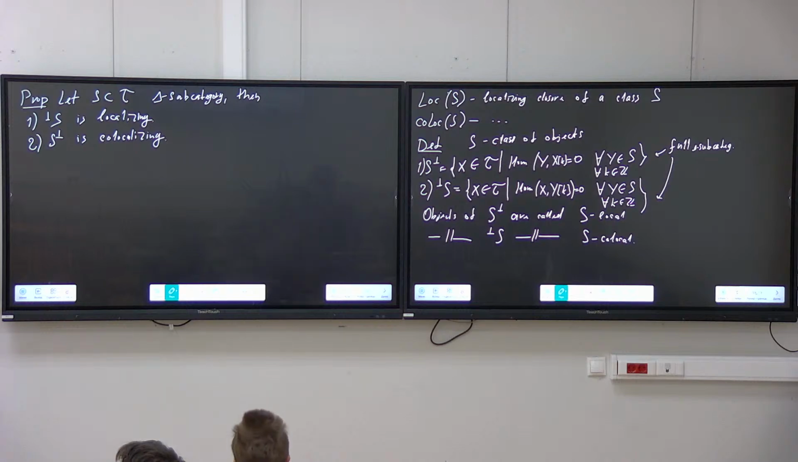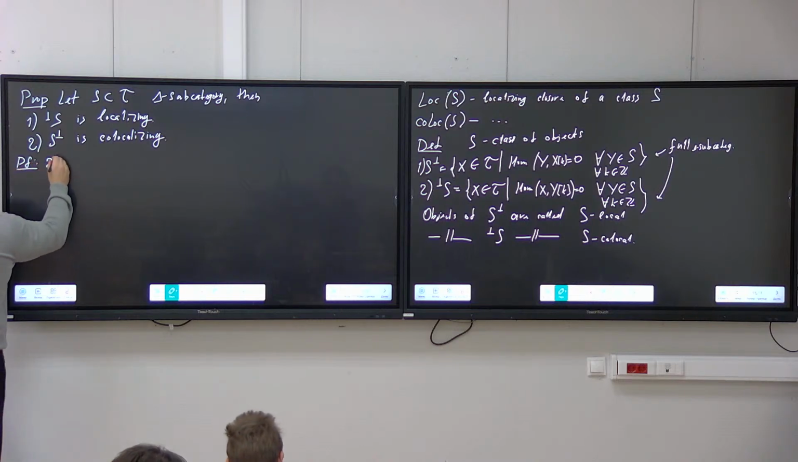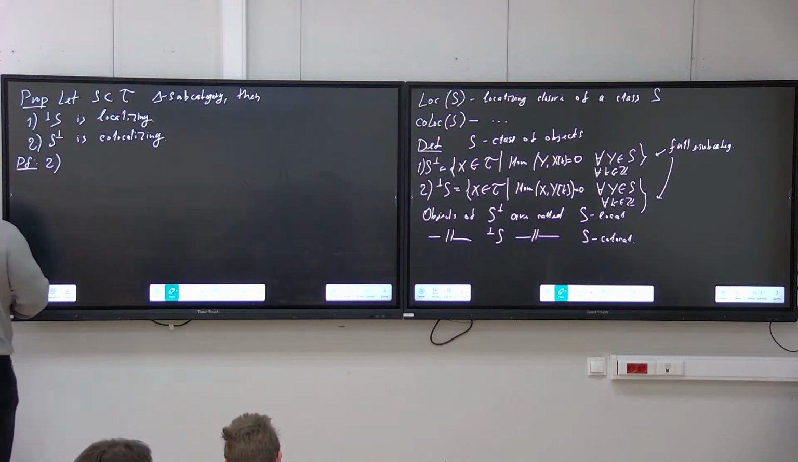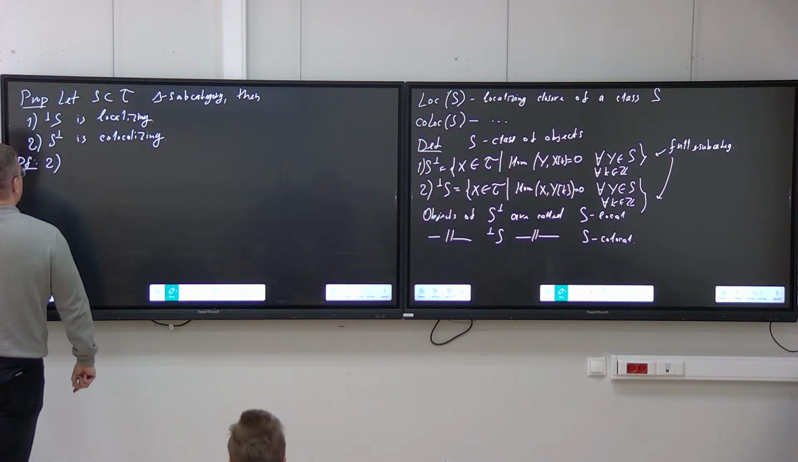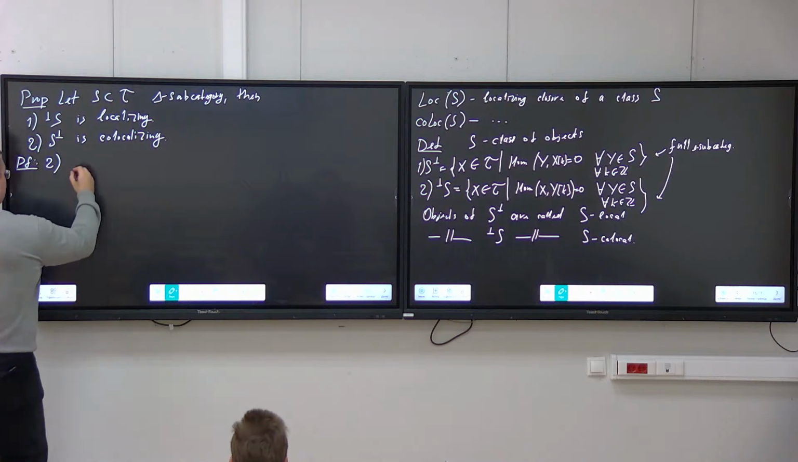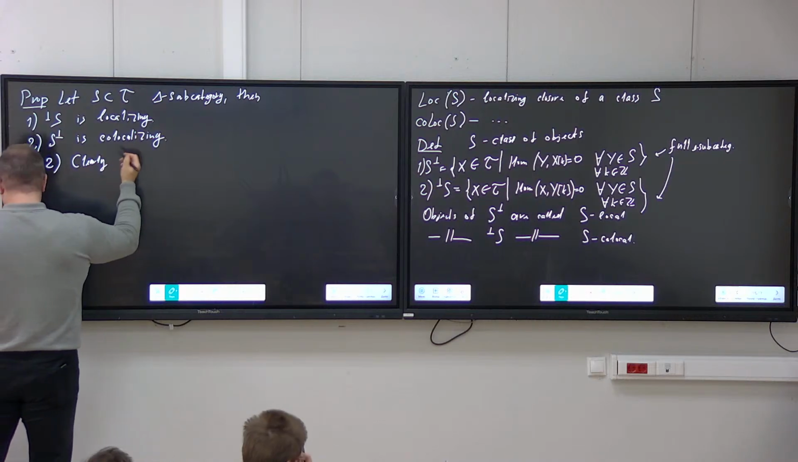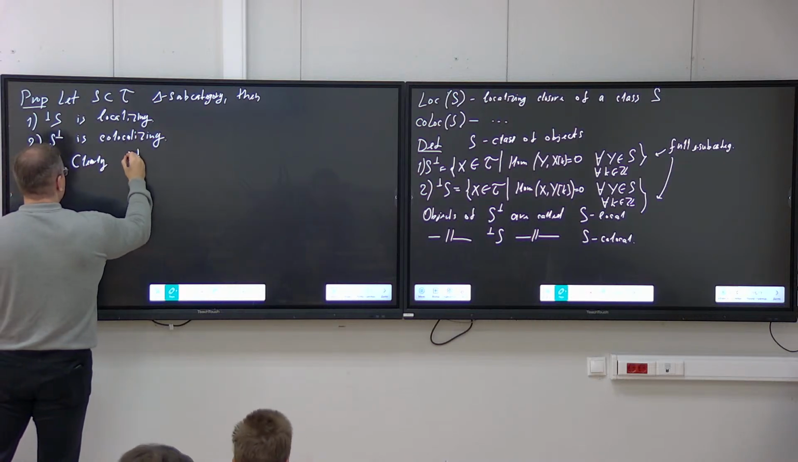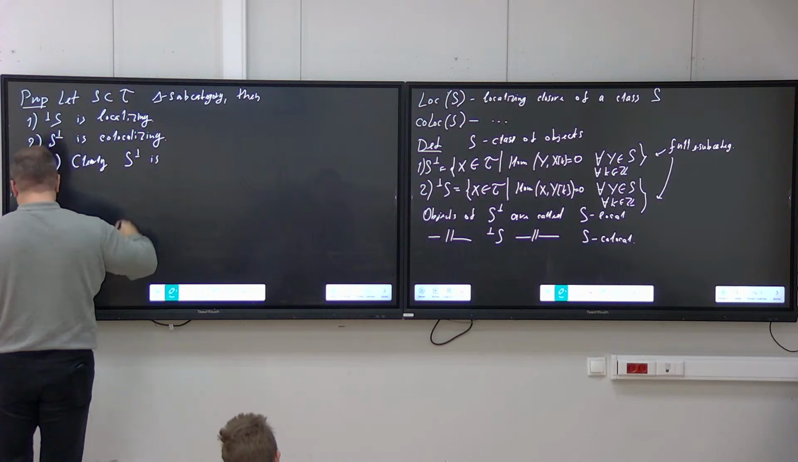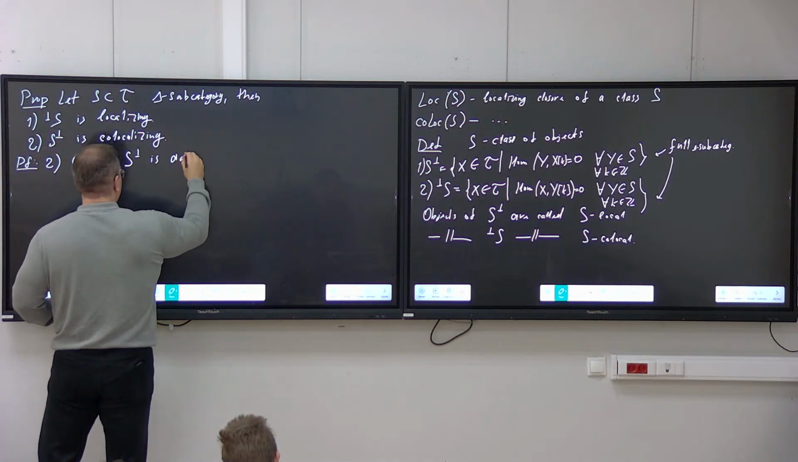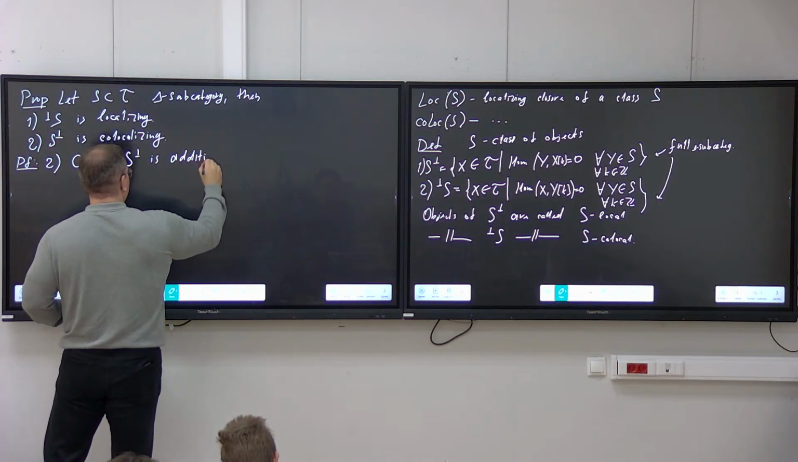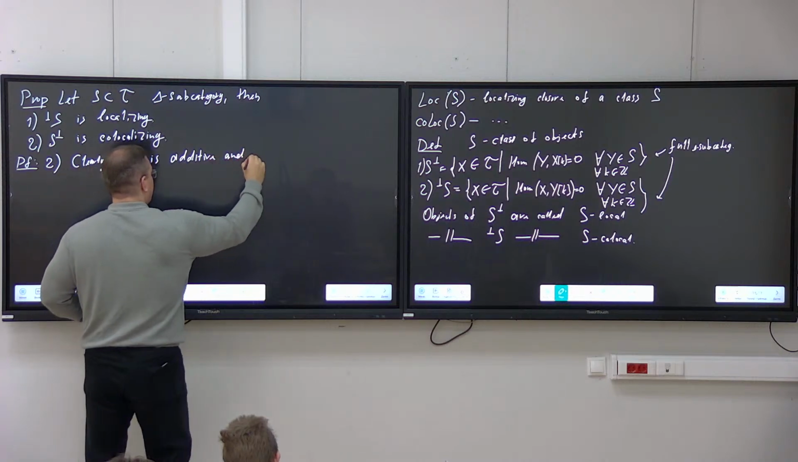Okay, so of course the proofs are more or less the same, so it's enough to prove only one of these two statements. I'm going to prove the second. So what is clear? Clearly, the right orthogonal is additive and replete.